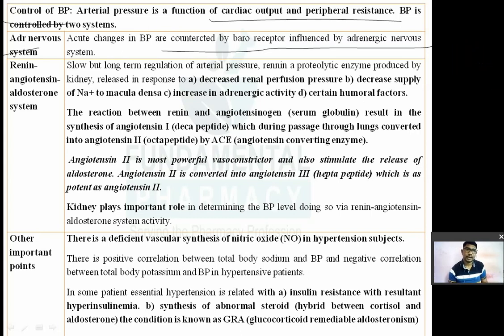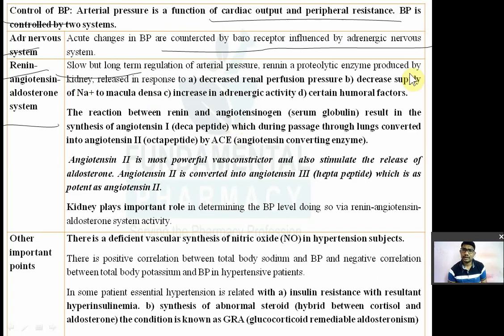And second one is the renin angiotensin aldosterone system. So this renin angiotensin system is slow, but it will regulate the blood pressure long term. It is slow but it will regulate the blood pressure for the long term.